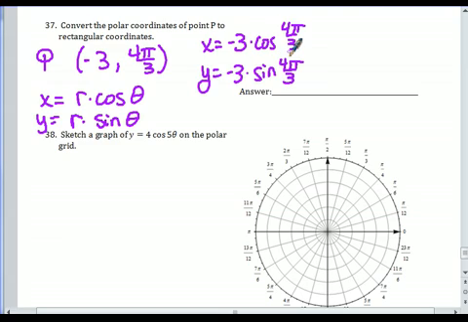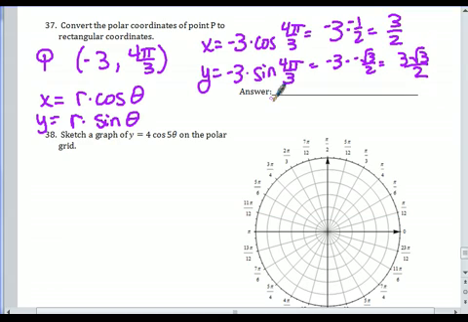If you just get these values off the unit circle, x is -3 times -1/2, which would be 3/2. And y equals -3 times -square root of 3 over 2, which is simply 3 square root of 3 over 2. So if you would like to give me answers in that form, 3/2, 3 square root of 3 over 2 is certainly acceptable.